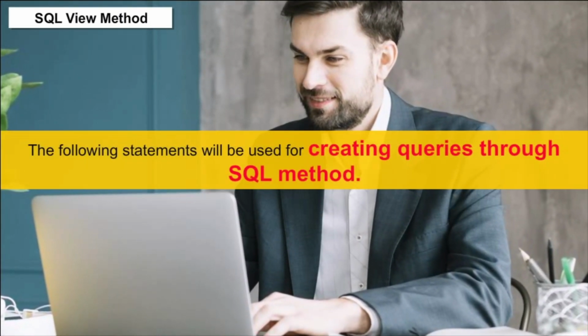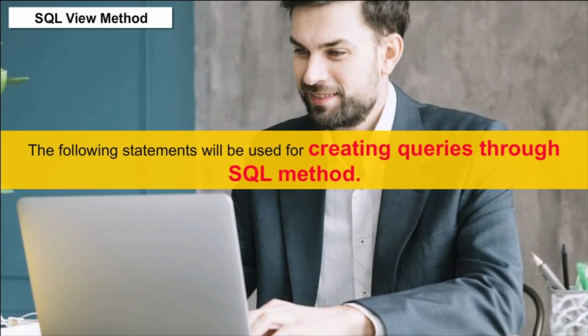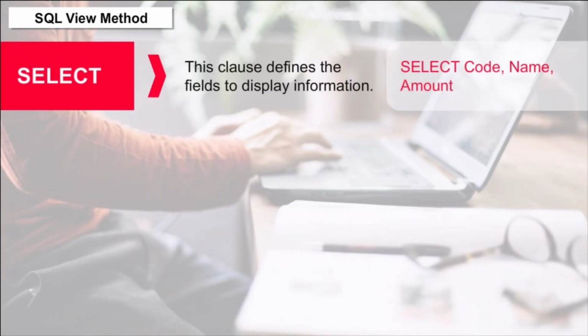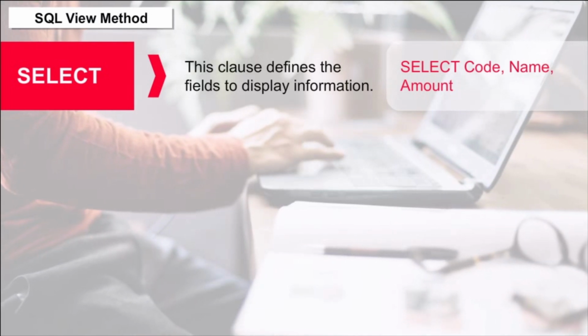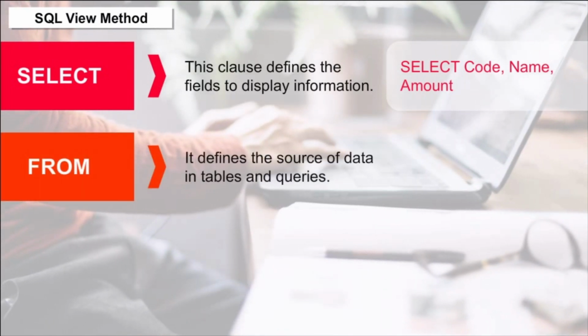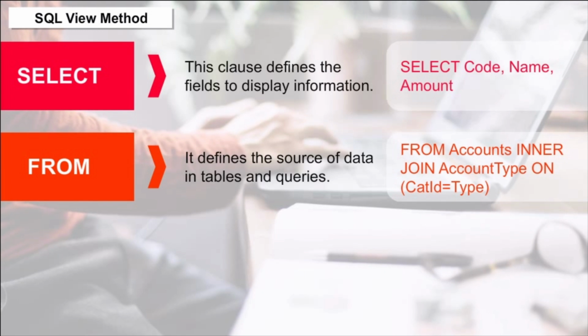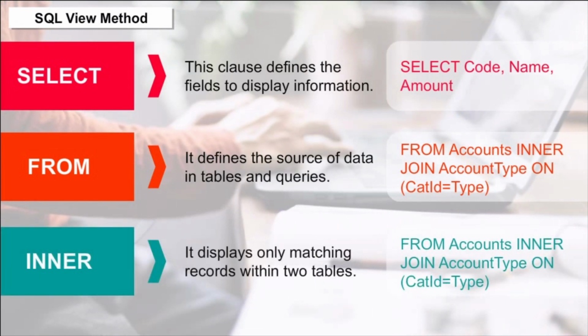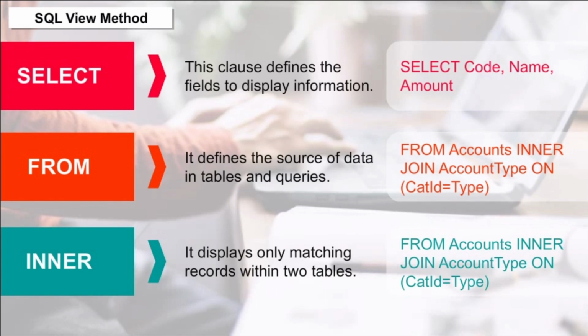SQL View method. The following statements will be used for creating queries through SQL method. Select. This clause defines the fields to display information. From. It defines the source of data in tables and queries. Inner. It displays only matching records within two tables.